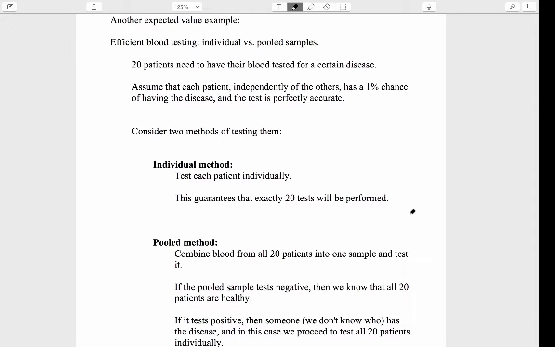This is an important practical example having to do with efficient blood testing. The contrast between individual samples and pooled samples. We'll see what that means. The background is that 20 patients need to have their blood tested for a certain disease. We will assume that each patient, independently of the other patients, has a 1% chance of having the disease, and the test is perfectly accurate.